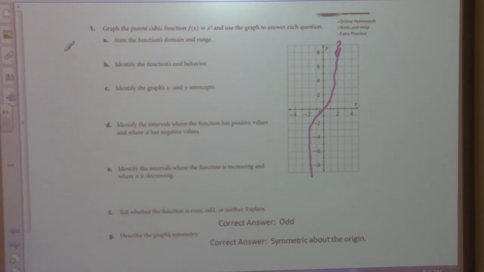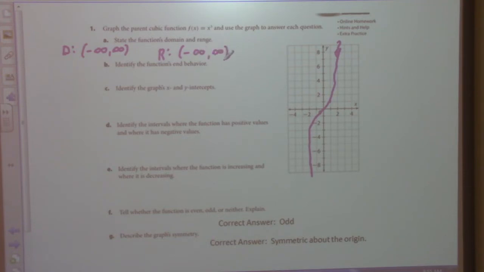State the function's domain and range. What's going to be our domain for this? Negative infinity to infinity. I'm just going to write one version of the notation here. And range is going to be the same. Domain and range are the same.